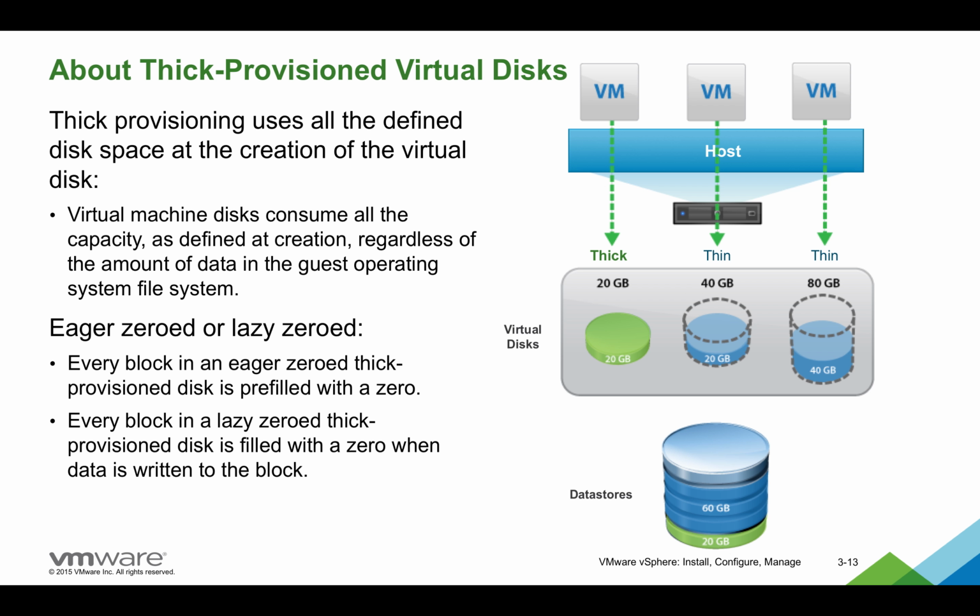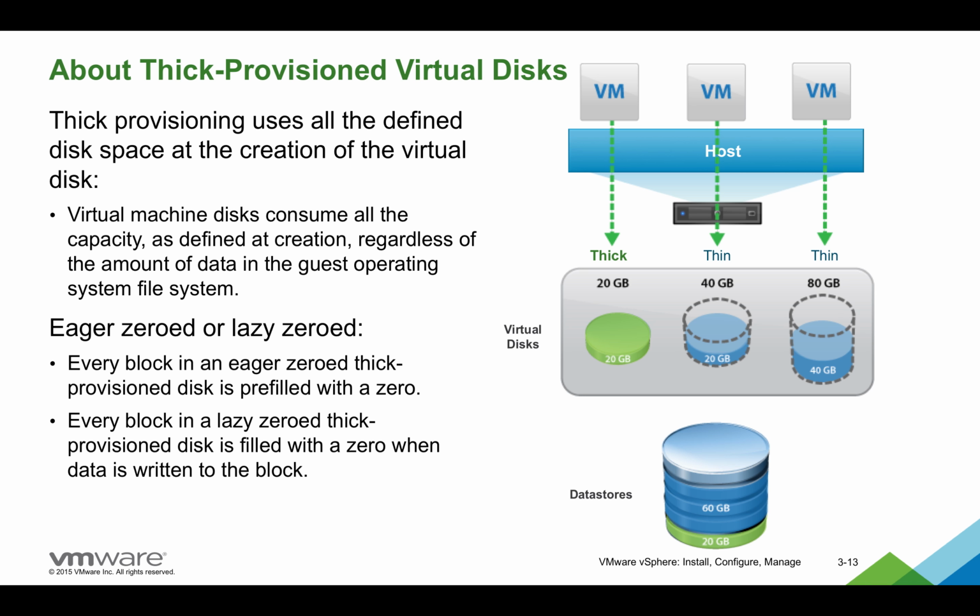So let's say that you have 10 gigabytes of actual physical disk space and you thick provision an 8 gigabyte virtual disk on the virtual machine. Only 2 gigabytes will be available for use by other virtual machines. That's because you reserved or set aside 8 gigabytes of those 10 gigabytes.